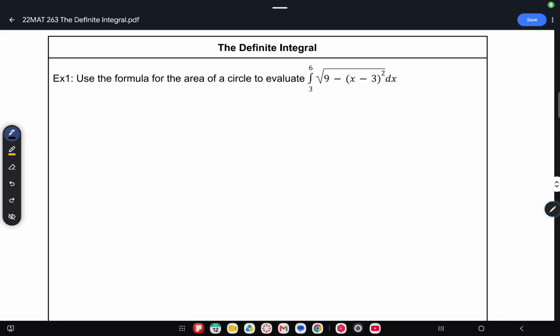We're going to look at the definite integral now. So the only difference between an indefinite integral and a definite integral is that we have these numbers here, right? So we can do something a little different with these. It's a little bit more specific. So this says use the formula for area of a circle to evaluate the integral from 3 to 6 for this function here. We can do one of two things.